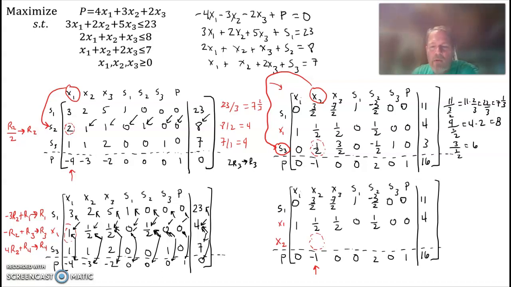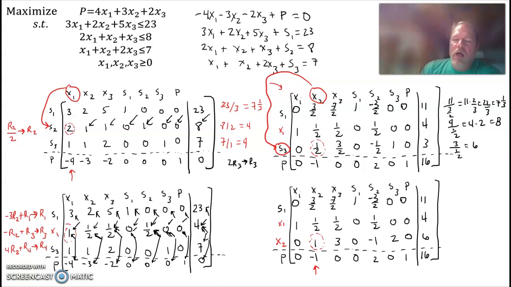Row 3 gets multiplied by 2. So 0 times 2 is 0. 1/2 times 2 is the 1 that I'm looking for. 3/2 times 2 is 3. 0 times 2 is 0. Negative 1/2 times 2 is negative 1. 1 times 2 is 2. 0 times 2 is 0. And 3 times 2 is 6.